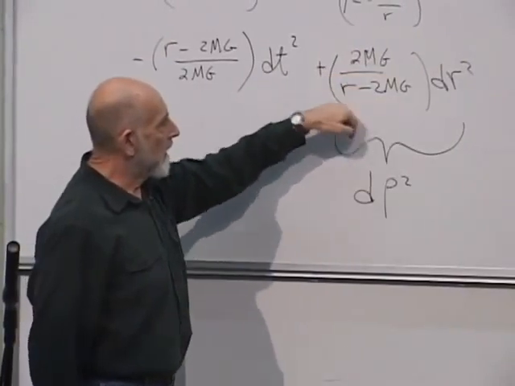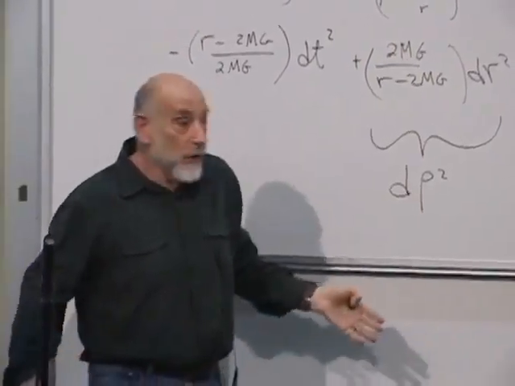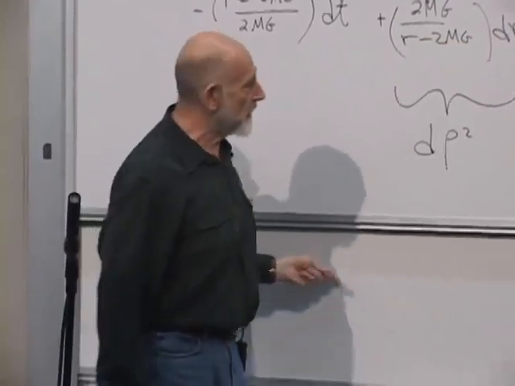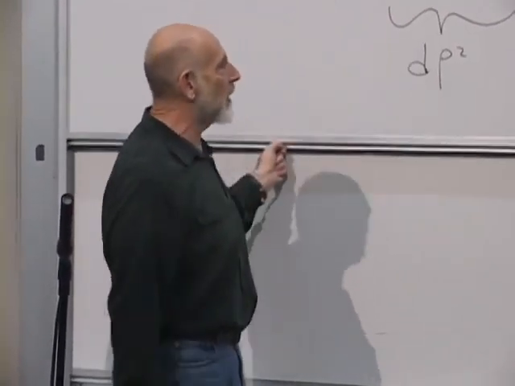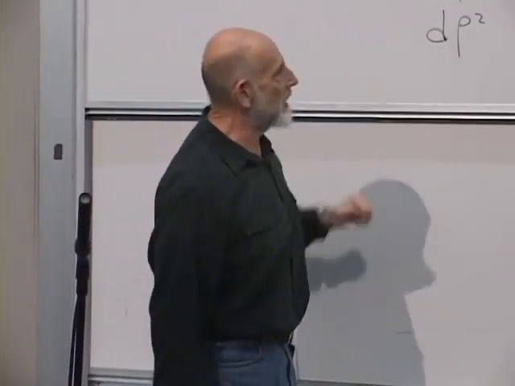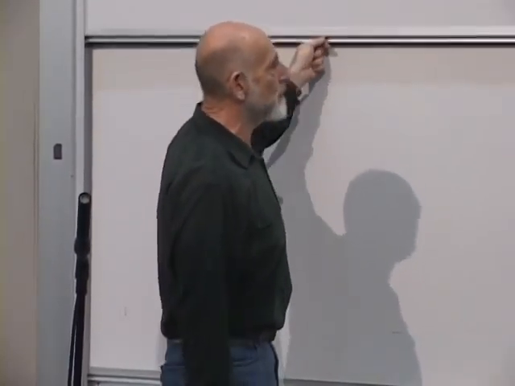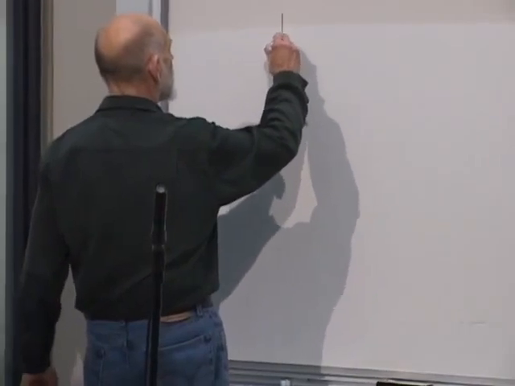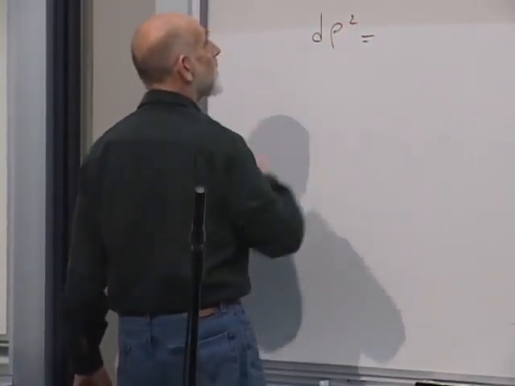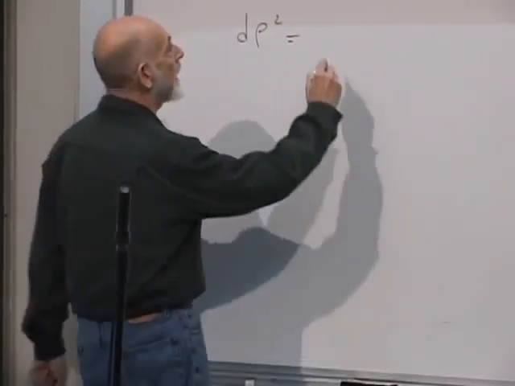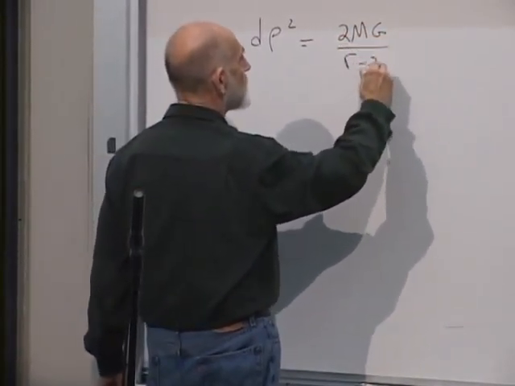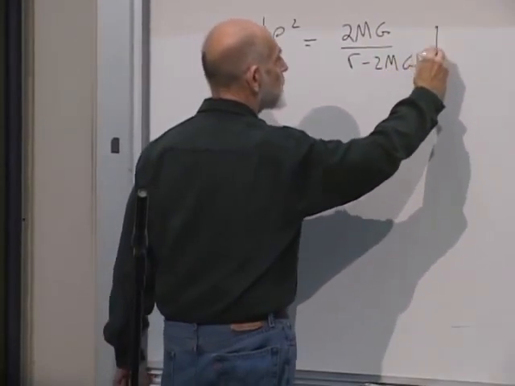How can I do that? Well, I haven't told you what rho is yet. So until I tell you what rho is, there's no contradiction. Maybe rho is related to r in such a way that this makes sense. So let's see if we can figure out what the relationship between rho and r is. That's the first step. We're just dealing with this term here. Well, it says that d rho squared must be the same, which is another word for equals, 2mg over (r minus 2mg) dr squared.